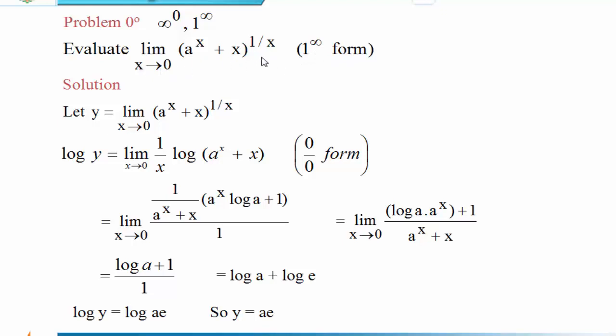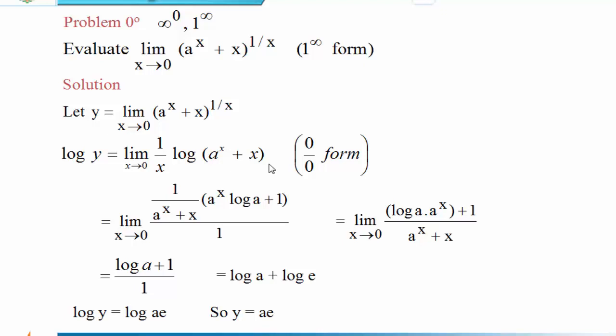Again we assign variable y for this limit, taking log on both sides. Again apply the property that log of limit is nothing but the limit of log, and the property of logarithm that the power will be in a multiplication position. So this is our numerator, this is the denominator. If you observe, this is 0 by 0 form, because log 1 is 0 and we can replace x by 0, so 0 by 0 form.